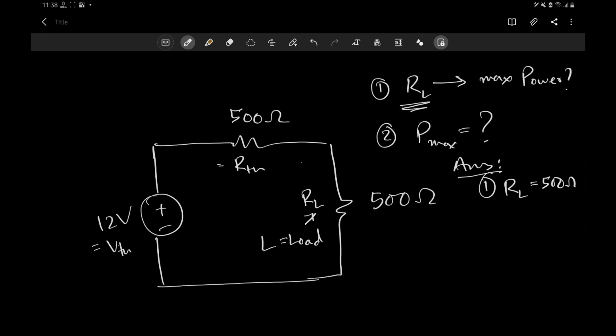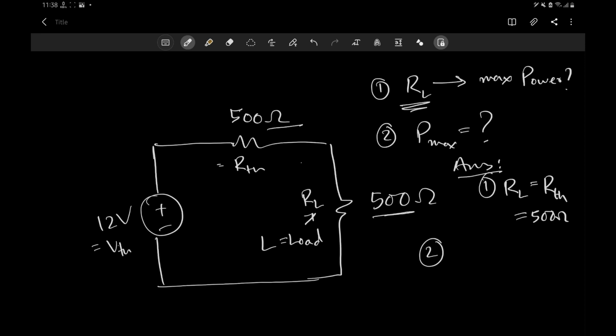So the theorem says when your RL equals R Thevenin, if you have a choice of loads, then you will have the maximum power. And since our R Thevenin here is 500 ohm, we will have the maximum power transfer at 500 ohm. And then in the second question, I am asking, what is that maximum power? I understand that if you use the same resistance, you will have the maximum power. But what is the value of the maximum power?